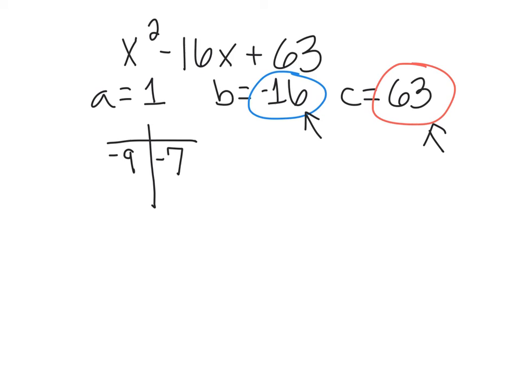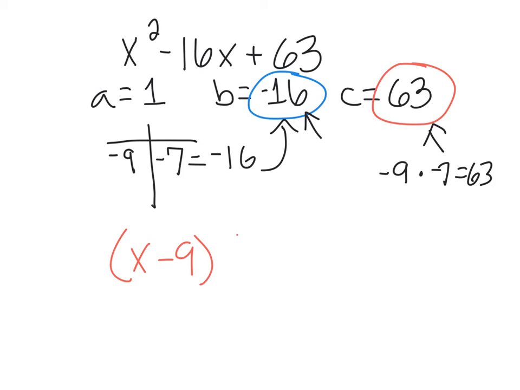Now watch this. If I multiply negative 9 times negative 7, I get positive 63. Pretty cool. If I add these, negative 9 plus negative 7, I get negative 16, which, what do you know, that's what I want here. So I have found my factors: x minus 9, and then x minus 7. And I am done. That's it. That's all it is. All right, I'm going to give you one more of these, and then we're going to let you loose on your own, and I'm going to let you try the assignment in MyMathLab.